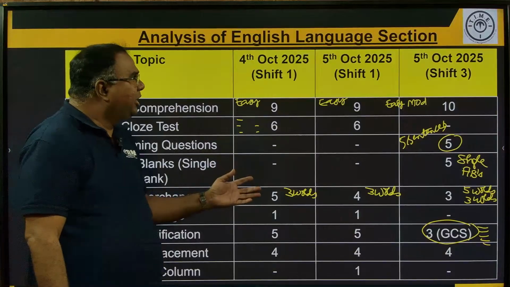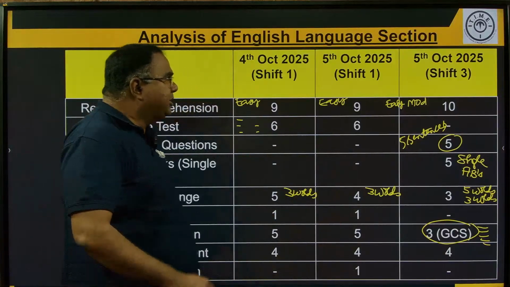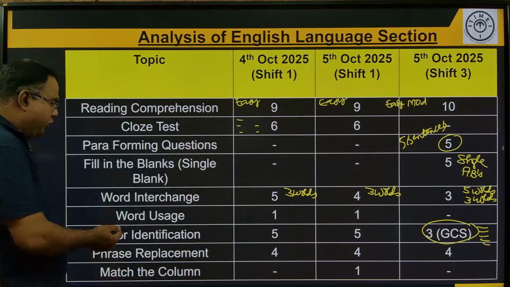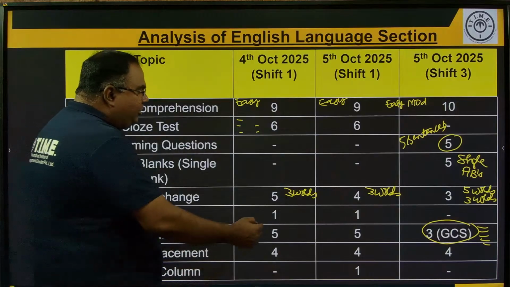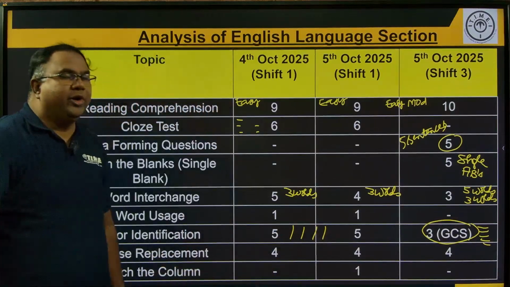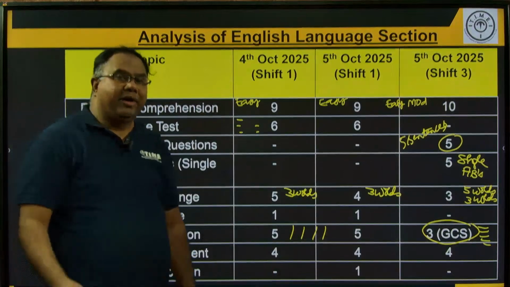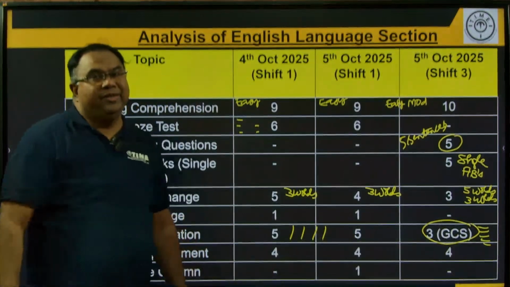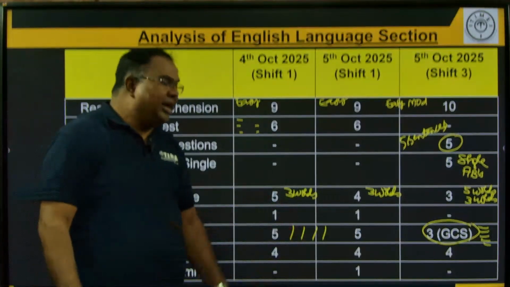Then you have word usage, 1 word given with 3 usages. It was a regular model, appeared in the 4th October and 5th October slots, not there in shift 3 of 5th October. Error identification is a traditional model. A sentence is divided into 4 parts. The last part is no error. You need to identify which one of the parts contains an error. If there is no error, you have to select no error.